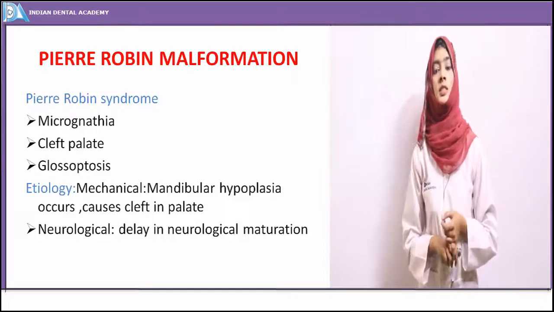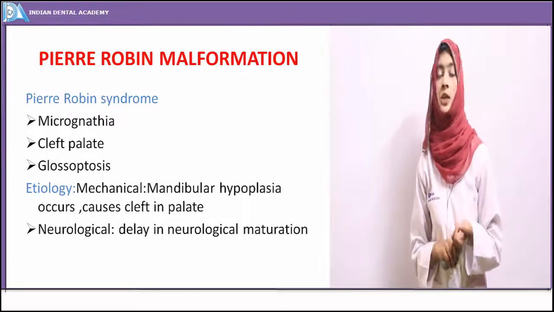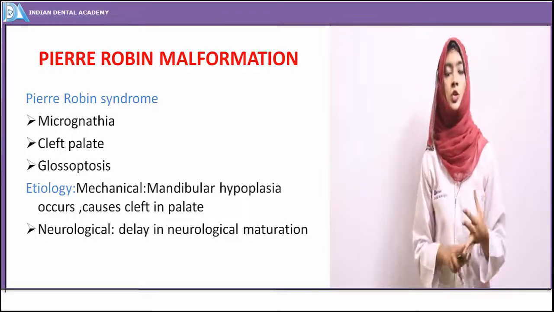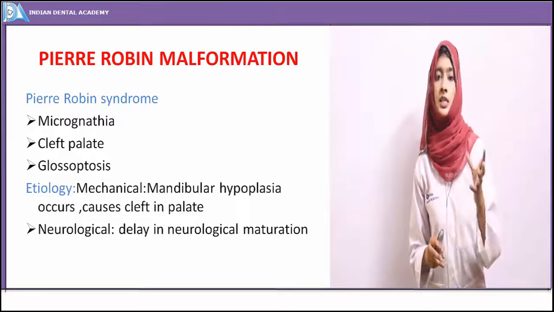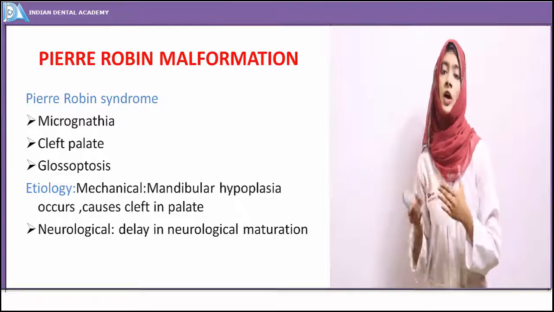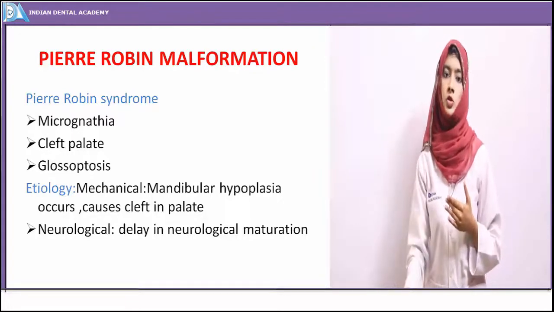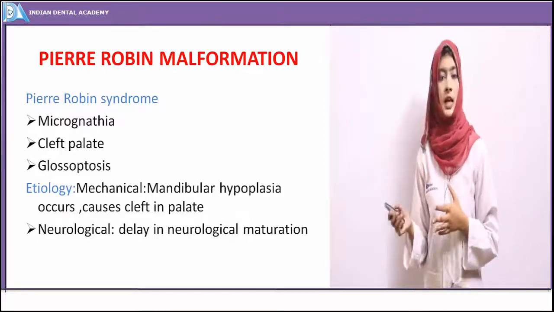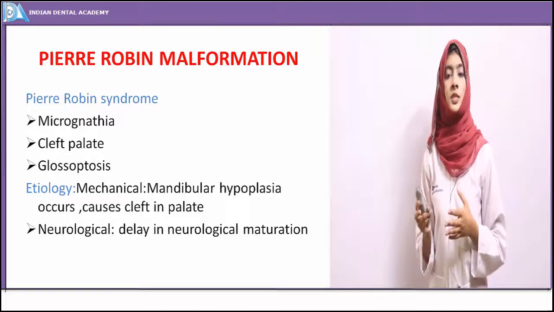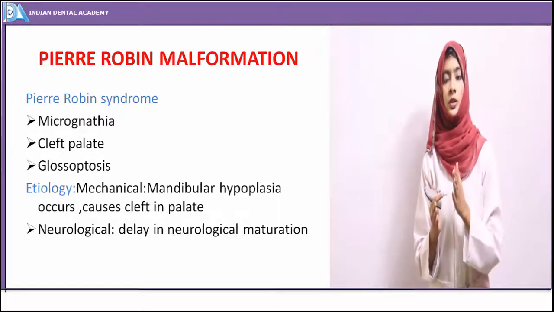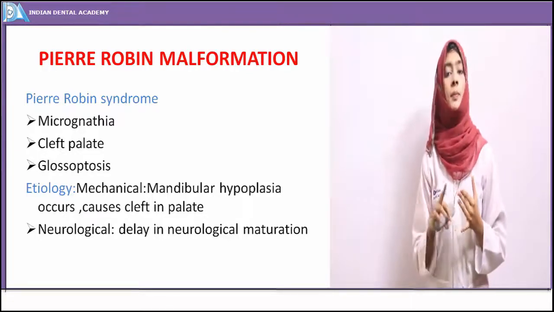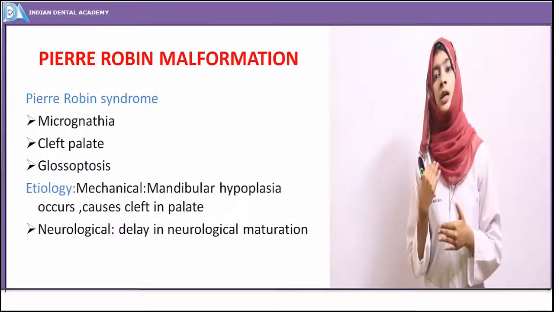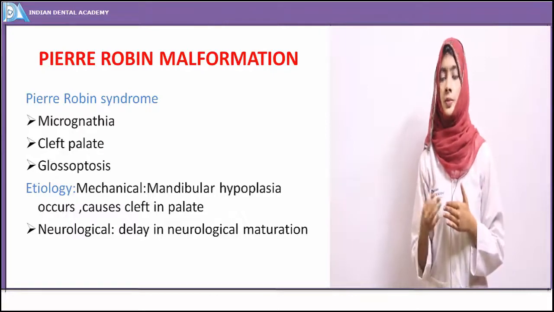The other common skeletal dysplasia or syndrome is the Pierre-Robin malformation. Pierre-Robin malformation is also known as Pierre-Robin syndrome or Pierre-Robin sequence. It occurs as an isolated defect only, or it can be seen in the presence of other syndromes or other manifestations. Here we'll see the isolated defect. Pierre-Robin syndrome is actually a group of occurrence of micrognathia, cleft palate and glossoptosis. Together, the three of them make the Pierre-Robin sequence or syndrome.